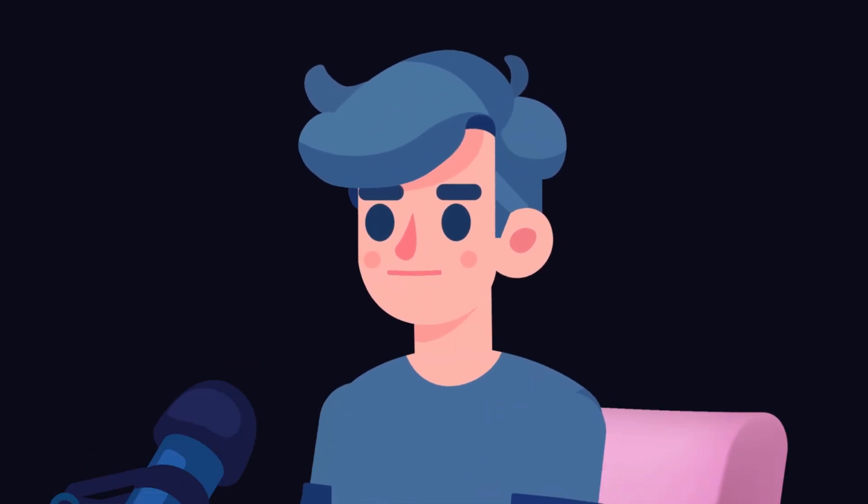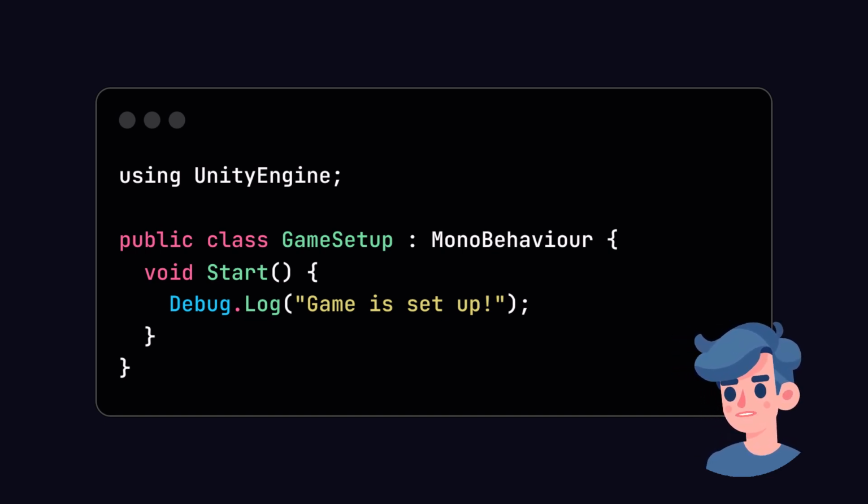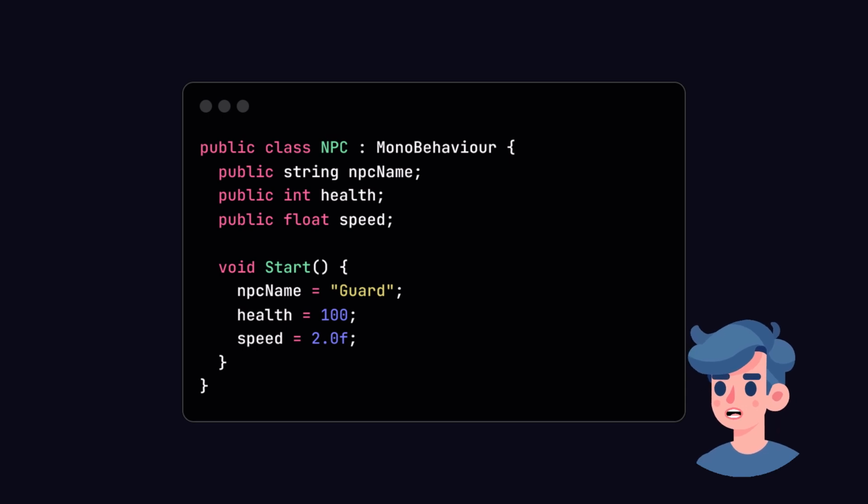Let's dive in. First, let's set up our development environment. For this tutorial, we'll be using Unity as our game engine. Now, let's define our NPC class. This class will handle the basic properties of our NPCs.